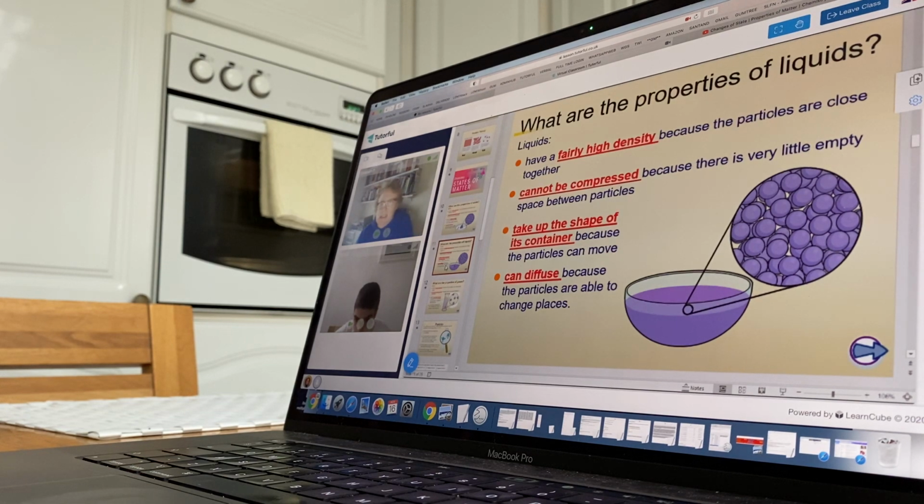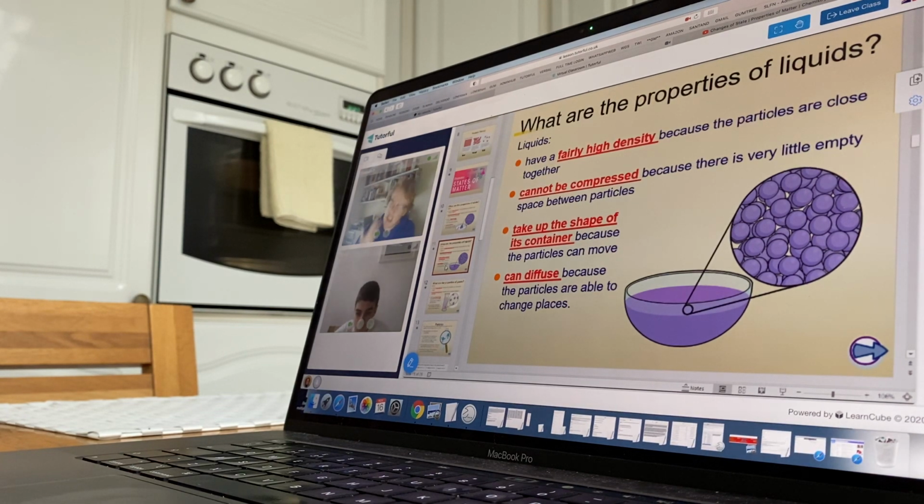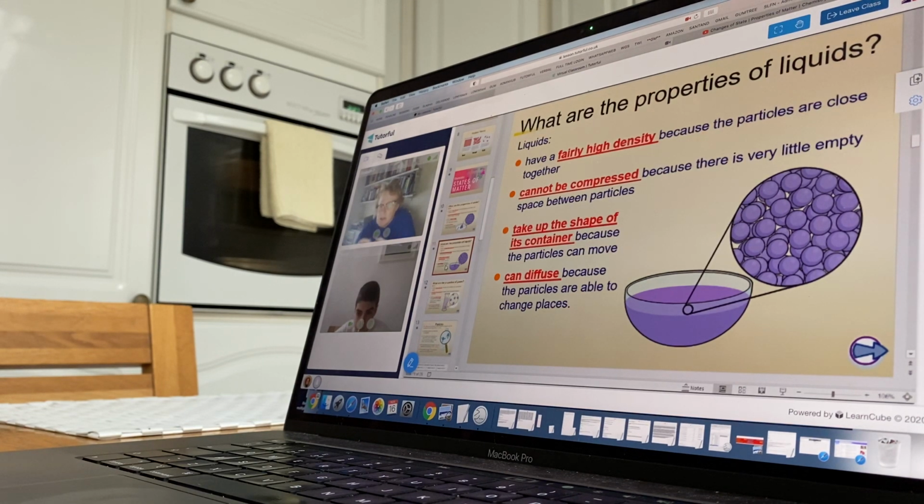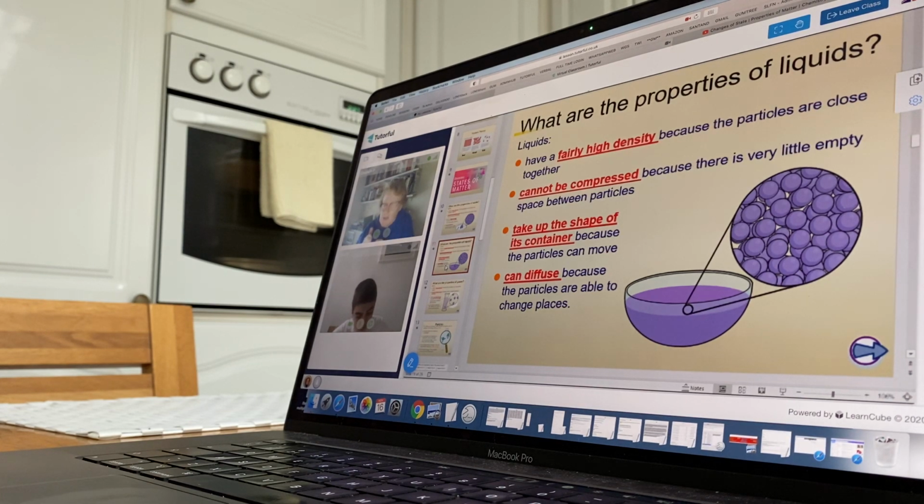Okay, so in a liquid, we're still fairly dense because the particles are still pretty close together. Because the particles are pretty close together, we still can't squash a liquid very much. They can take up the shape of whatever container they're in because the particles can move around and flow. And they can diffuse. Again, I'll talk about diffusion in a second.